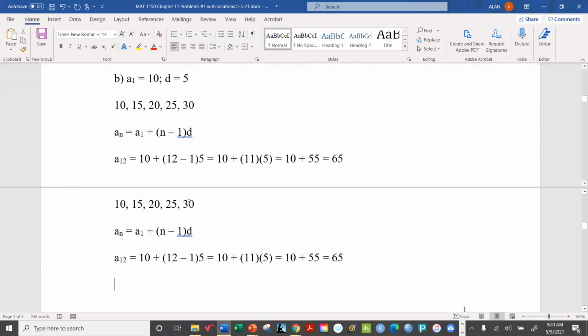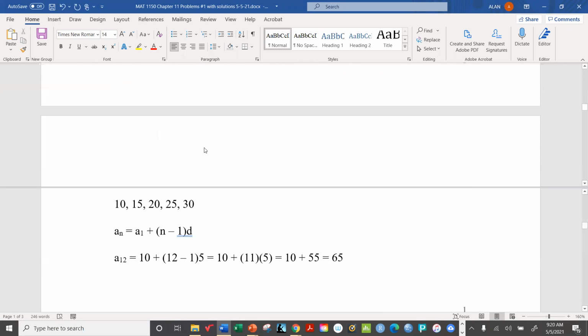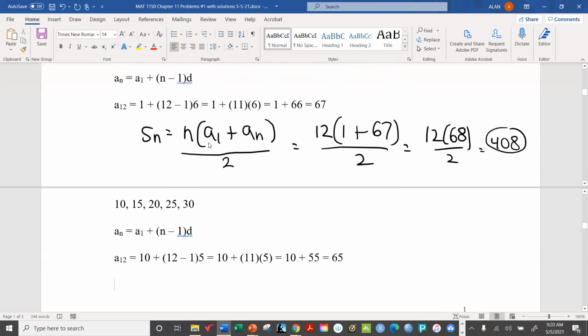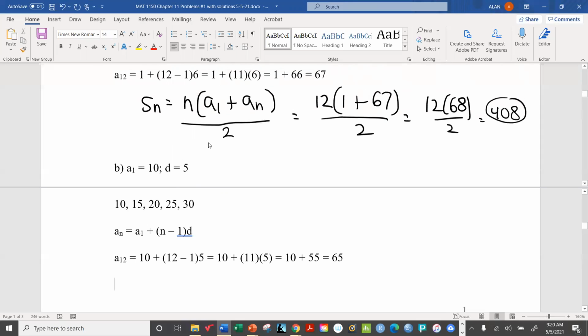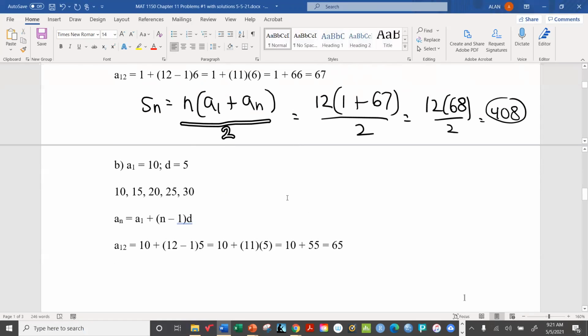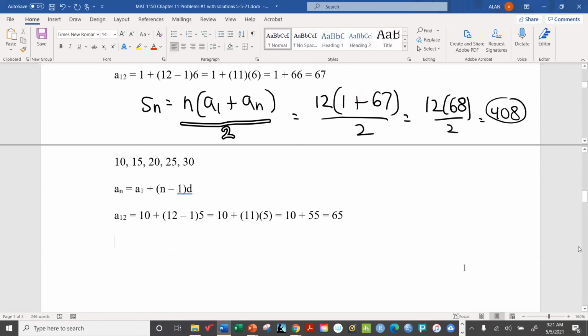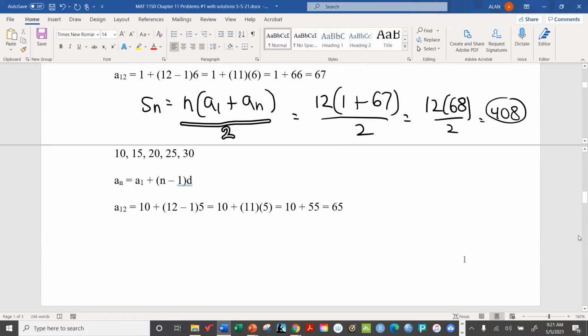And then the third part of this is to calculate the sum of the first 12 terms. All right, so we'll just use the same formula. Sn equals, let me give myself some space here. Sn, or actually I should say S12 in this case, is 12 times 1 plus 65 over 2.